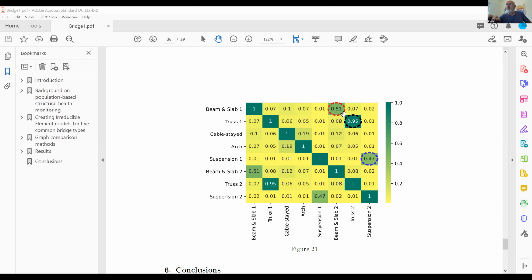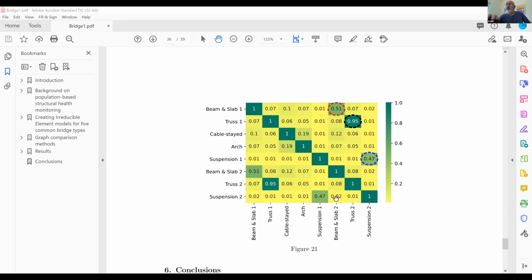And that is between beam and slab bridge 1 and beam and slab bridge 2. That is the one where they were very much the same construction, except what happened at the boundary conditions, the places where the roads joined. The other good correspondence here is between 2 suspension bridges. And this actually illustrates nicely what Chuck was saying. This high value, 0.47, pretty much comes down to the cable structure, okay?